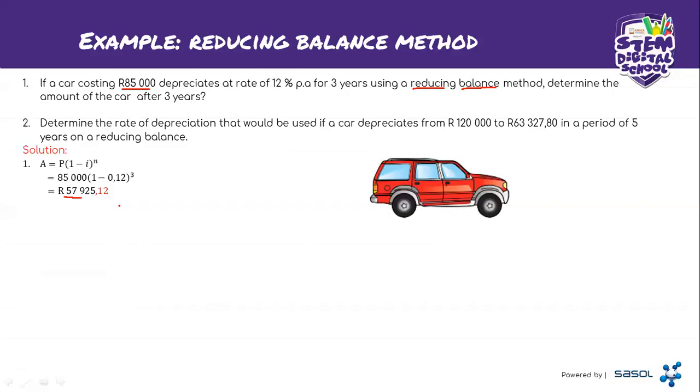Then we're having another scenario or question. It says determine the rate of depreciation that will be used if a car depreciates from 120,000 to 63,827.780 in a period of 5 years on a reducing balance method. Sorry, let me just remove that. All right, let me highlight it.